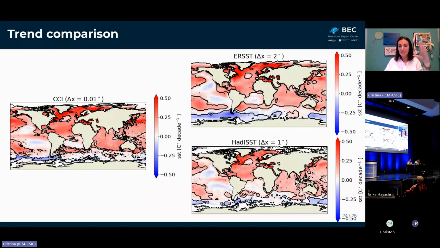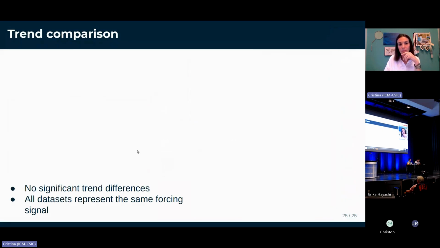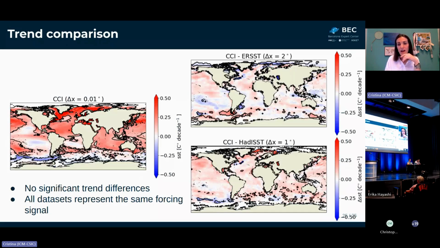And last but not least, I think I'm having plenty of time for comments and discussion. But as I promised you, here I'm showing you the differences. This is the trend at CCIs, and we are going to see that they don't have, this is the difference, and mostly they are not significant trend differences, which means that all data sets represent the same forcing signal.